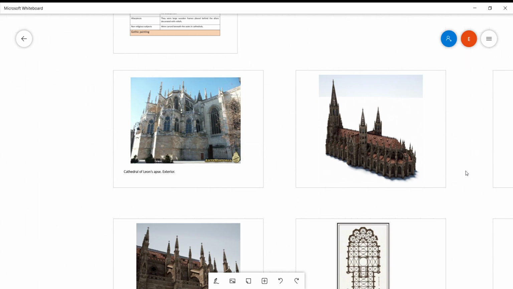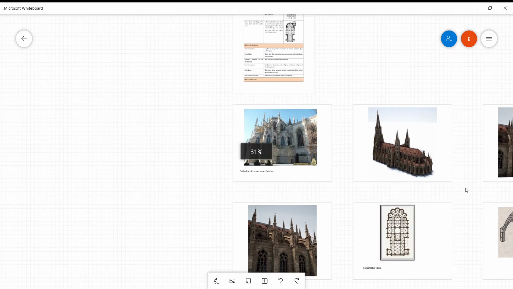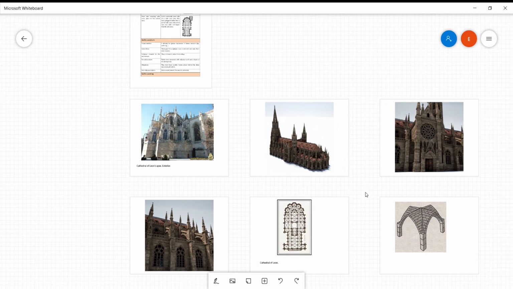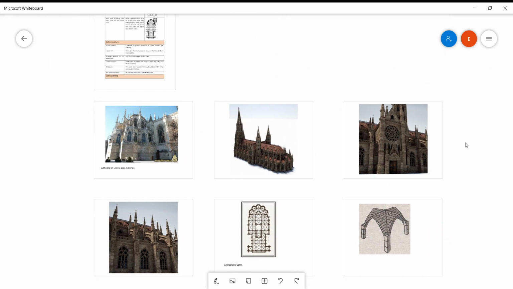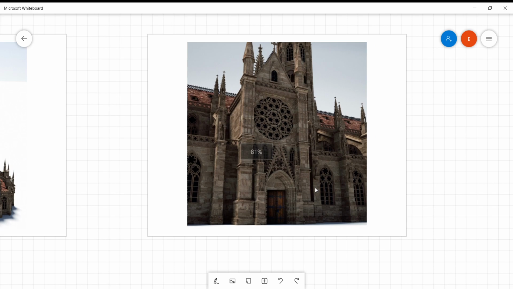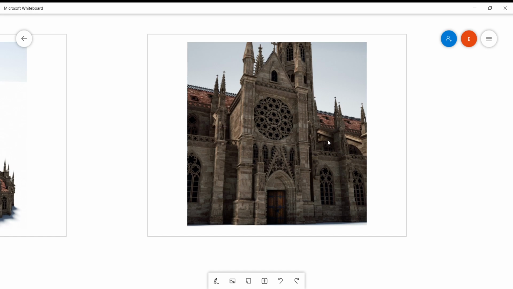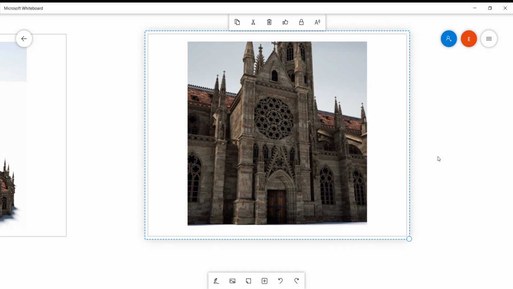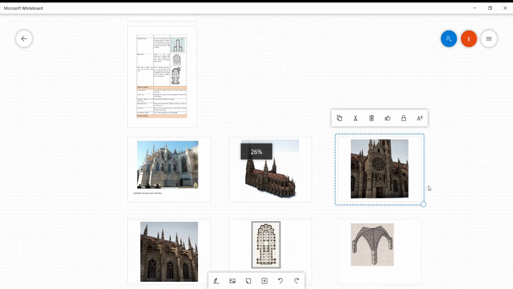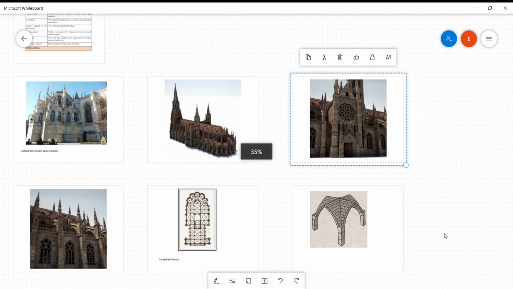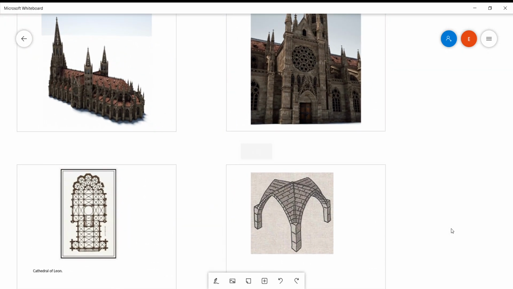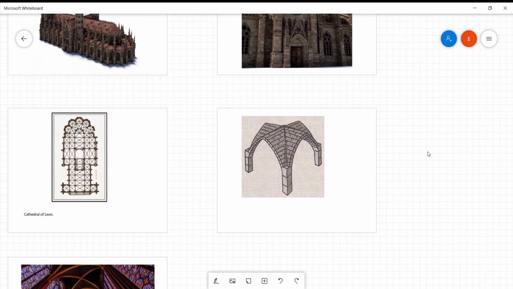So again, here you can see the pointed arch, the stained glass window, the flying buttress. Okay, it's the same. It's repeating.